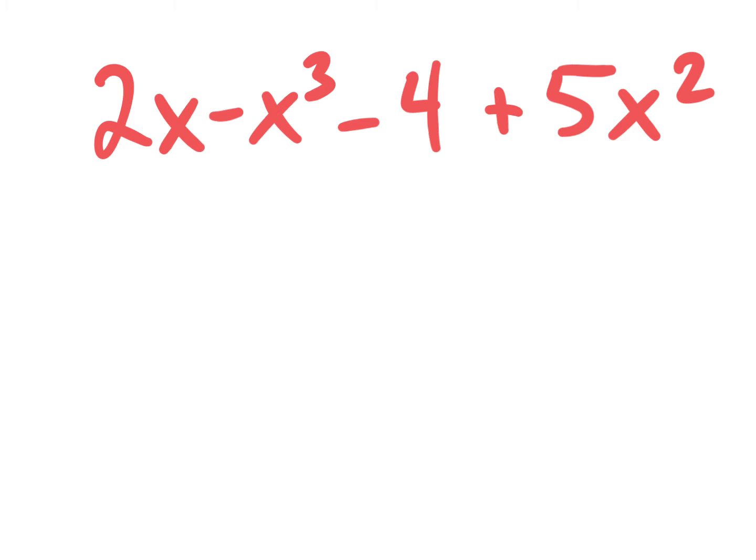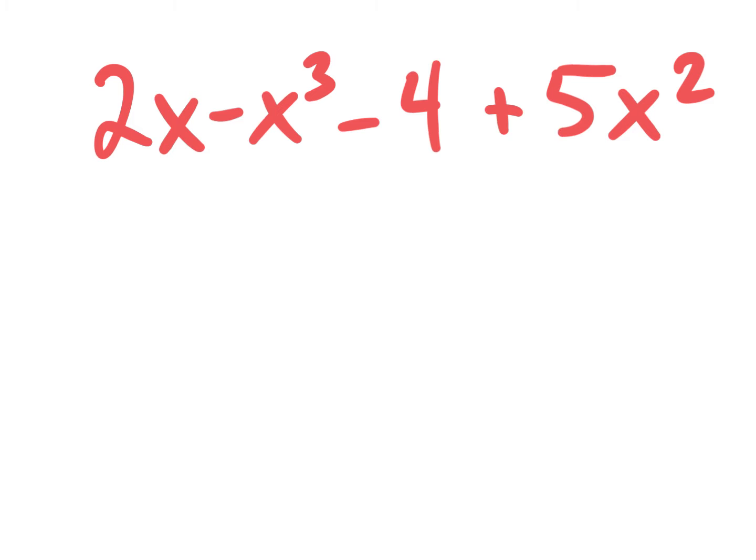How do you know how to count terms? Well, the pluses and the minus signs separate them, right? You have one term right here, the 2x. You have another term right here, the minus x to the third. Another term, the minus 4. And another term, the plus 5x squared. That's 4 terms. That's definitely a polynomial. It has many terms in it.